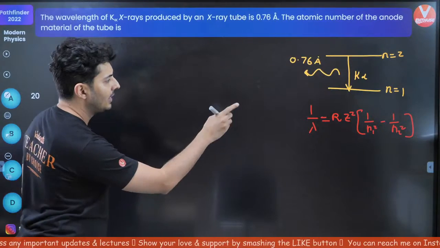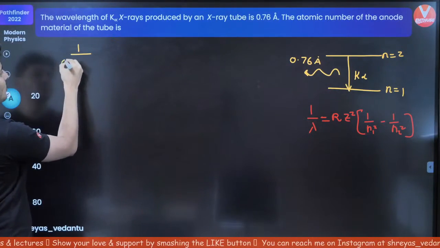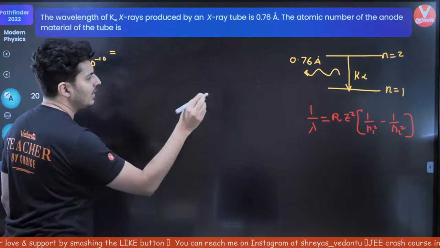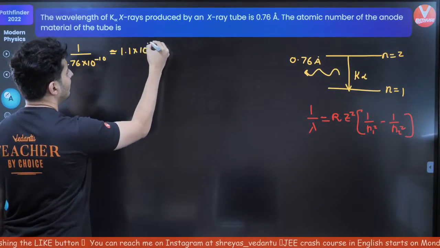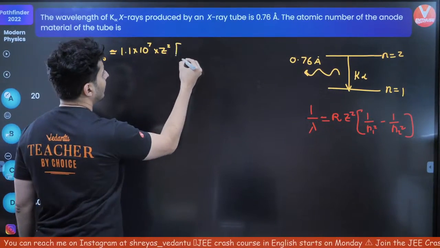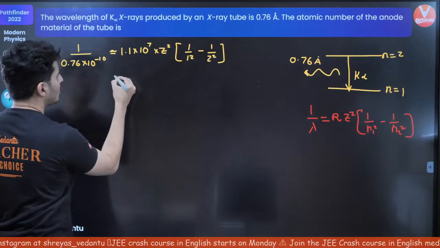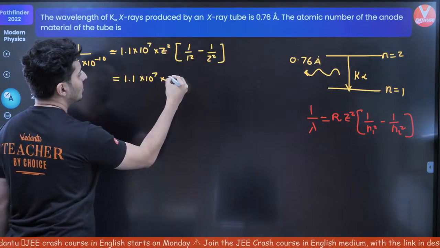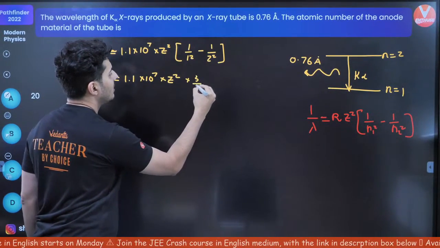I want to find Z. I'll keep that in mind. So 1 by lambda, lambda is 0.76 into 10 to the power minus 10, is equal to Rydberg's constant. I can roughly put it as 1.1 into 10 to the power 7, and then Z square as it is, and then 1 by 1 square minus 1 by 2 square. So this will become 1.1 into 10 to the power 7 into Z square, into 1 minus 1 by 4, that's 3 by 4.